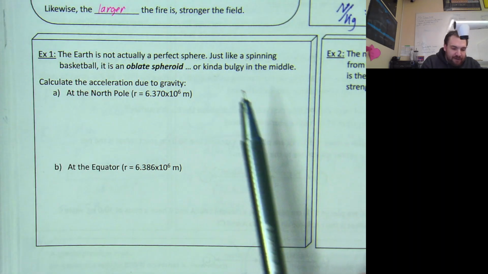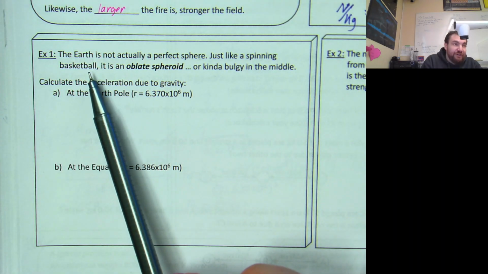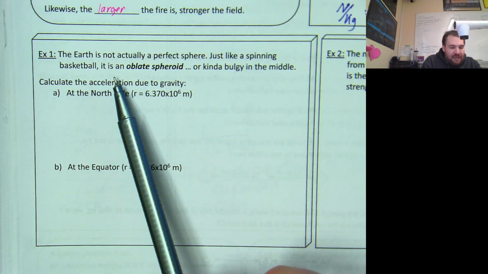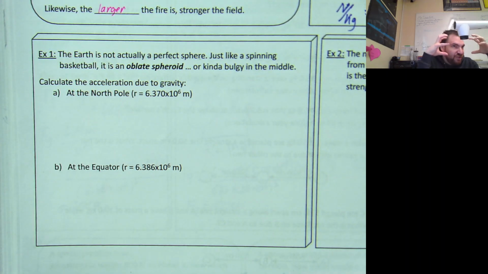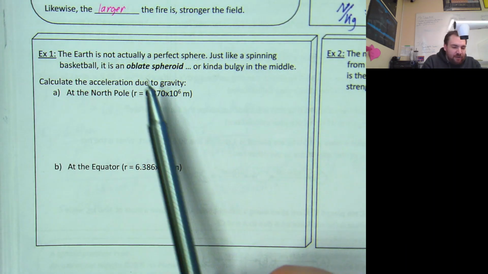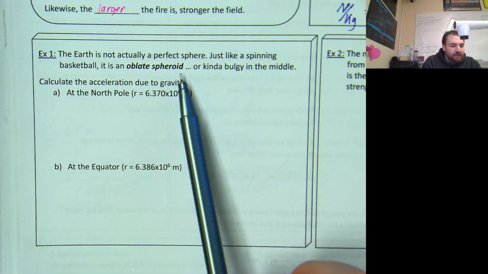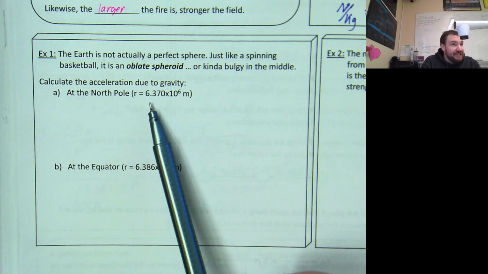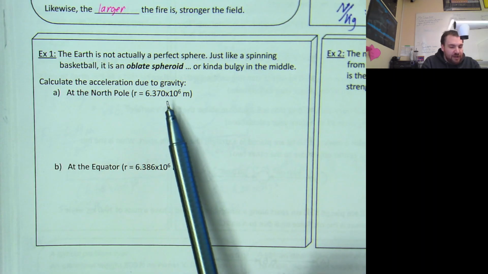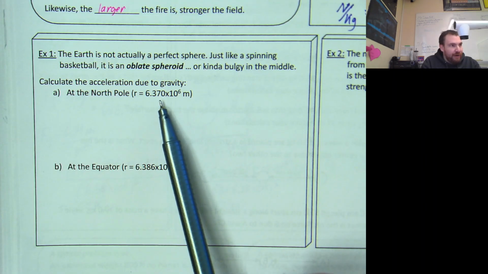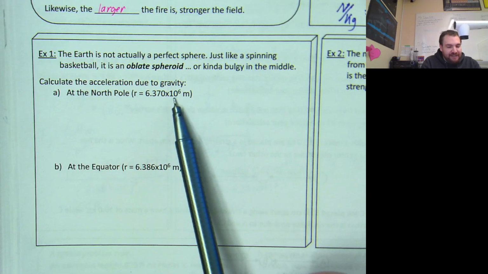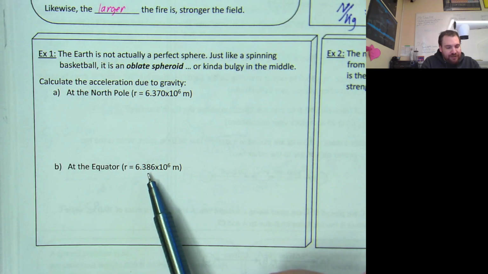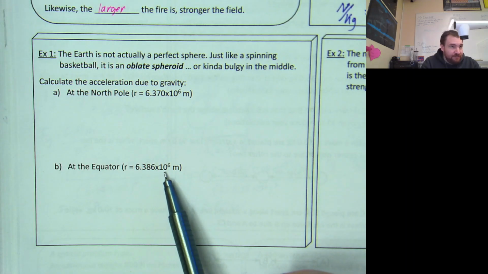Well, sorry, it's the fact that that mass is spinning that warps it. Because it's spinning like a basketball, the middle kind of chubs out a little bit, and our Earth is called an oblate spheroid. It's kind of pudgy in the middle. So what that does is it gives us different measurements for the radius of the Earth at different locations. For example, at the North Pole, the radius of the Earth is 6.37 times 10 to the 6 meters. At the equator, it's 6.386 times 10 to the 6.